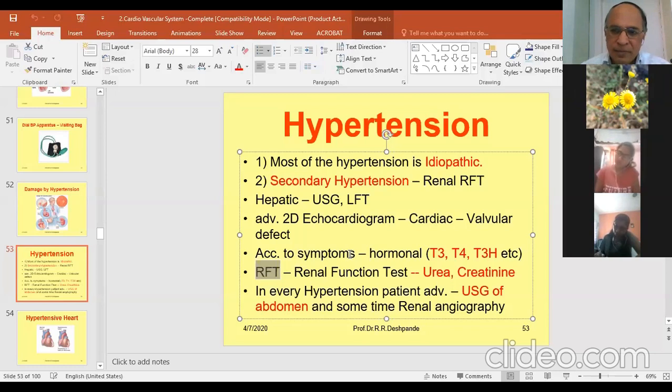Exclusion. What does it mean? We have removed all the probable other causes of secondary hypertension, and that's why I am saying now it is a primary hypertension. Okay, so this is the case over there.